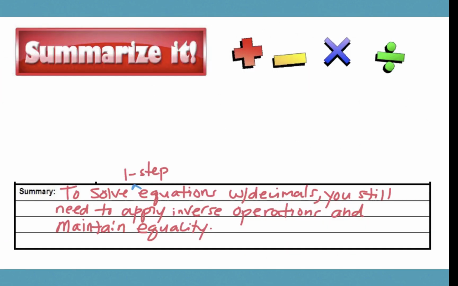Let's sum up lesson 5.1b, which really isn't that different than 5.1a or 5.0, what we did back in 6th grade. We're solving one-step equations. This time they have decimals in them. We still need to apply inverse operations and maintain equality.